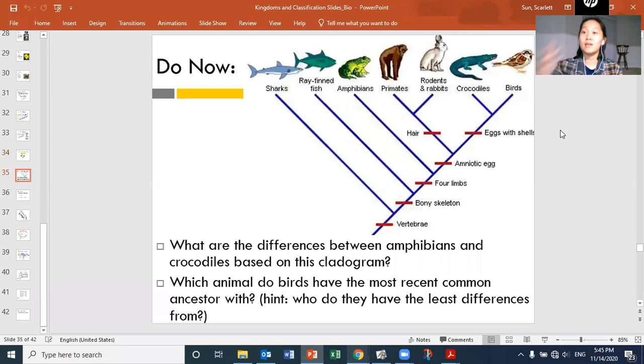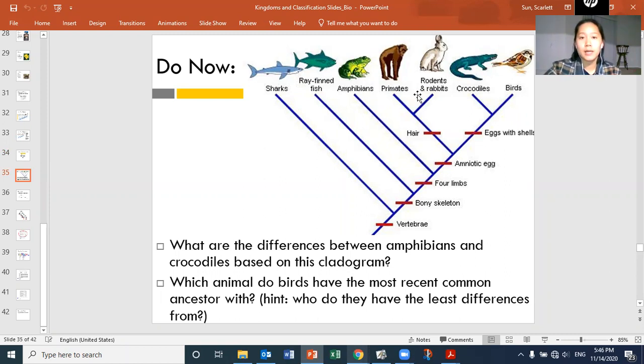on how to do cladograms, right? So using this cladogram shown on the screen, I want you to answer: What are the differences between amphibians and crocodiles? Tell me what the trait differences are, the little red notches.